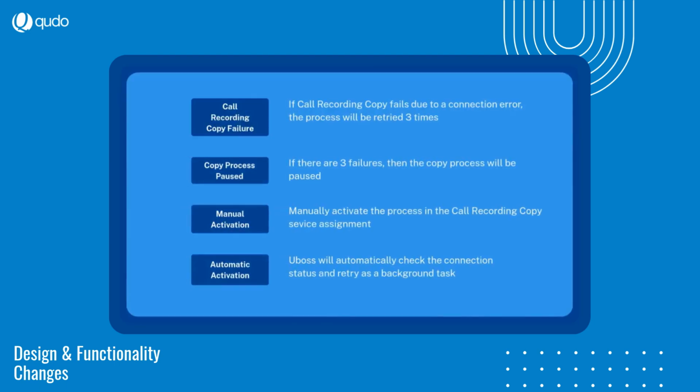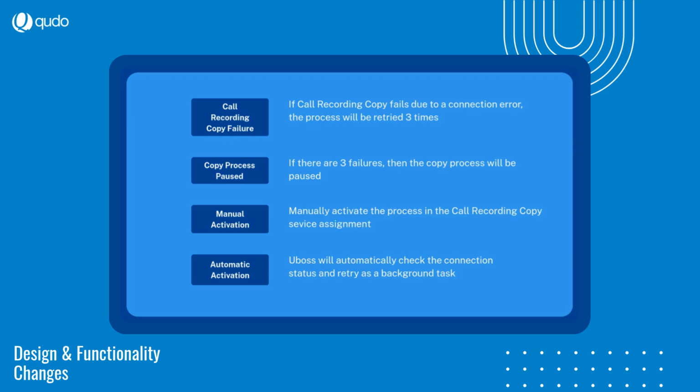Up next, we have added functionality to handle call recording copy failure scenarios. While processing call recording copies in both immediate and interval modes, if an error should occur during the copy process that is related to the connection, then Uboss will retry the copy operation up to 3 times. Should the error persist after 3 attempts, the process will then stop and the instance status will be changed to paused. The copy process can be reactivated in the following 2 ways.